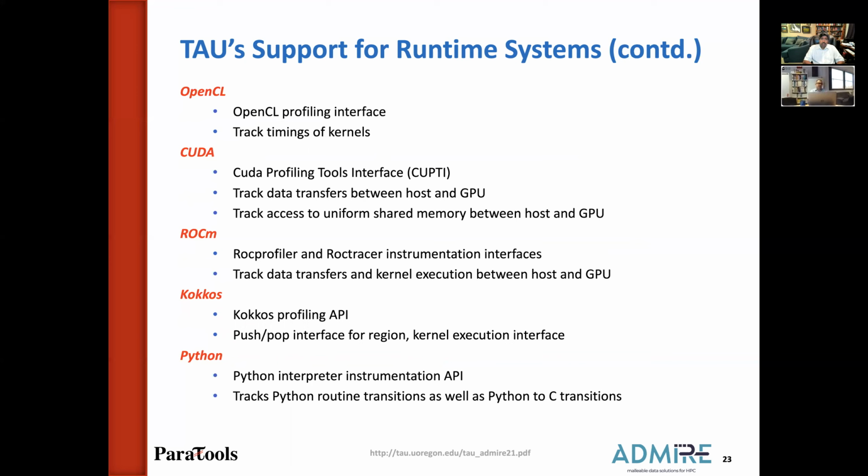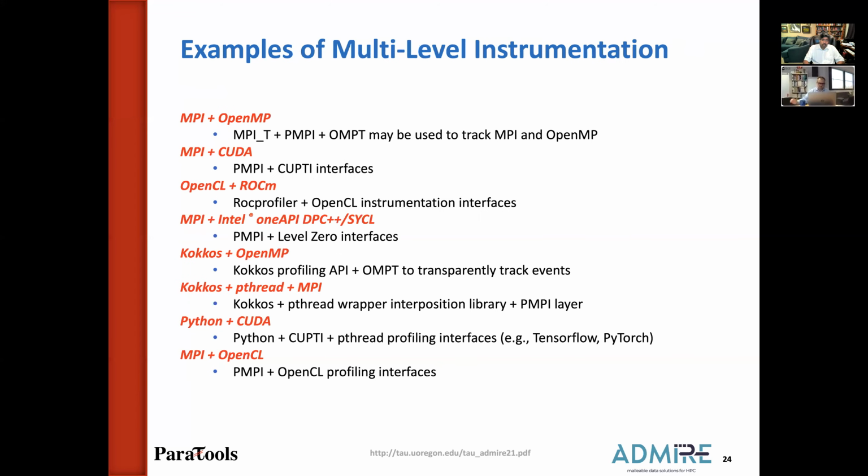We support the Kokkos profiling API. And Kokkos is a dominant runtime for C++ that allows us to express parallelism at the node level. We have support for Python, and Python is becoming more and more important for our AI and ML users, where we can track the time spent in the Python source code without any changes to the Python interpreter or your program. We can also track the transitions between Python and C interfaces.